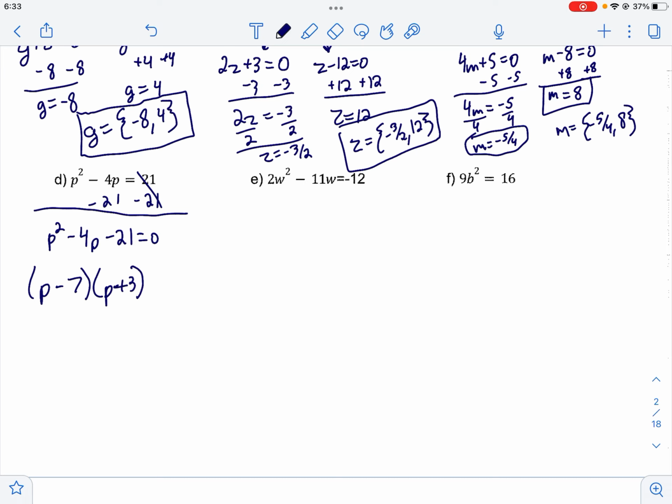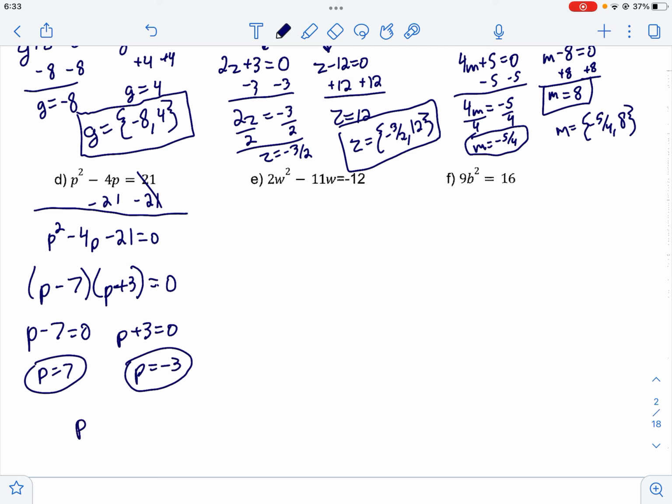Once you do that, well, now we have an equation we can factor. P minus 7 and p plus 3. Once we've factored, we can set both factors equal to 0. You'll notice that I kind of skipped a step right here. Again, if we notice the a term is 1, we know those factors are going to become the opposite. So the final solutions are negative 3 and 7.